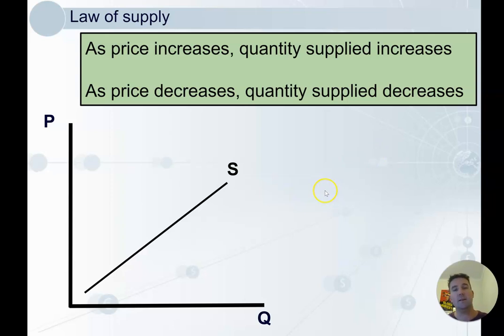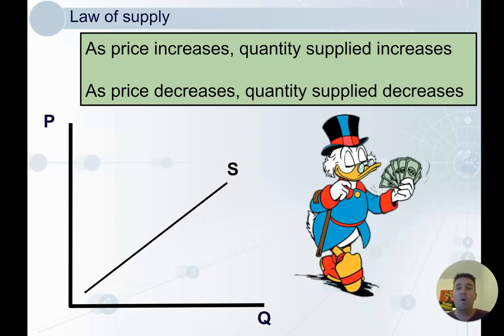Now, why is this? If the price goes up, usually due to demand, then producers want to sell more because they make more profit per each unit that they sell. So price goes up, they want to sell more. So there will be a large amount supplied.